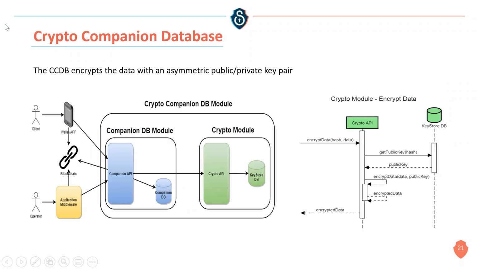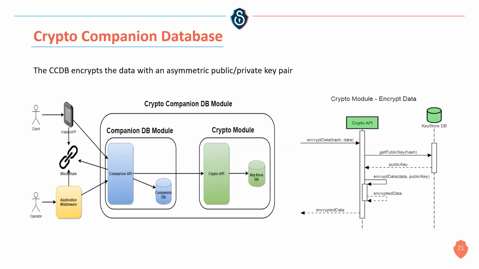Sensitive data storage needs to be secure and private. Crypto companion database is proposed as a parallel system to the blockchain for encrypted storage. This database encrypts the data with an asymmetric public-private key pair.